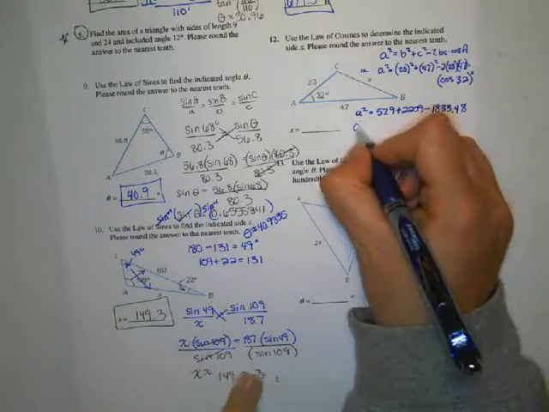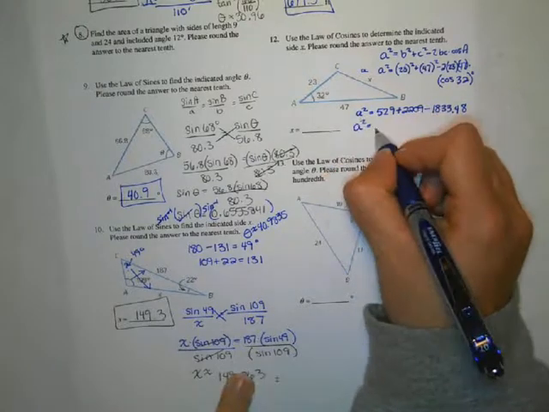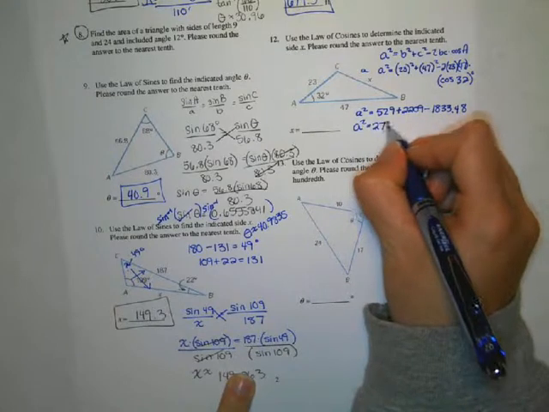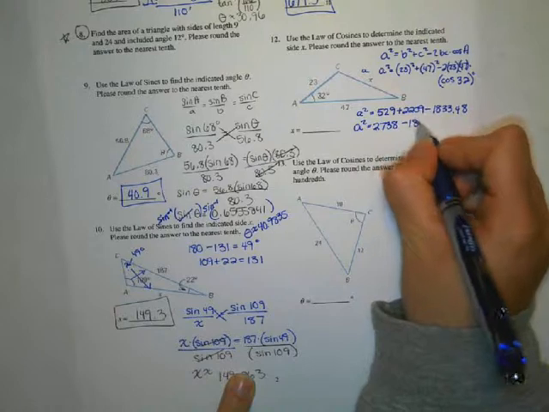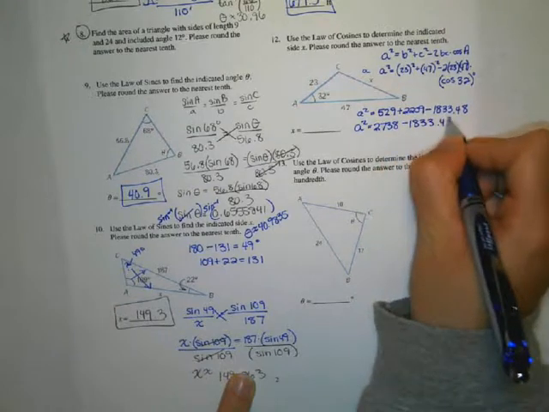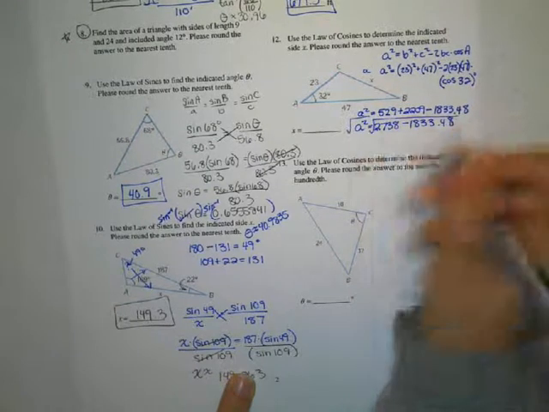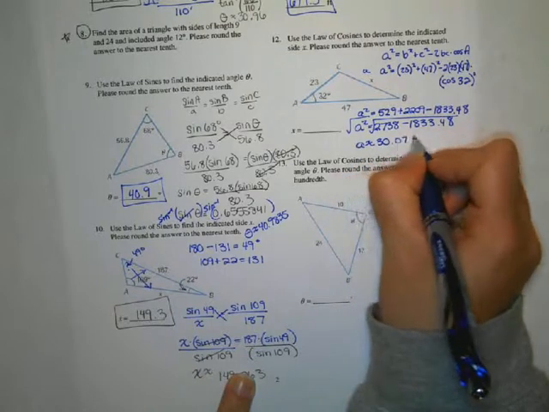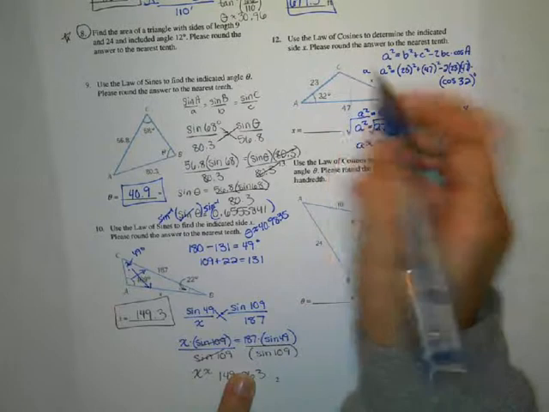Taking it one step further, I would have a squared is equal to 2738 minus 1833.48. Square root both sides, and a is approximately 30.0752. So it says round to the nearest tenth, so 30.1.